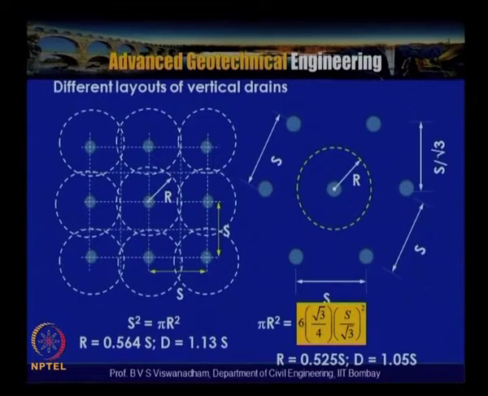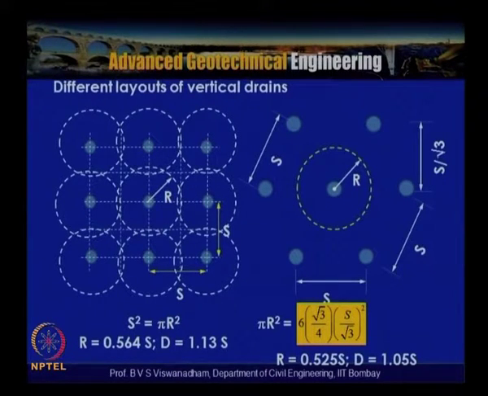So these are the different layouts of the vertical drains we have discussed. One is the square layout, wherein you see that the drains are placed at the center. Each drain has an influence area, and that particular drain caters to that influence area. If the spacing is larger, then the efficiency of the vertical drains also decreases.